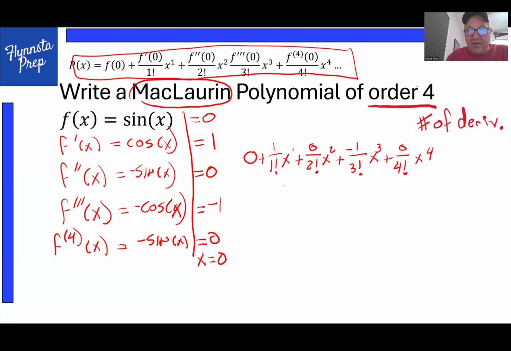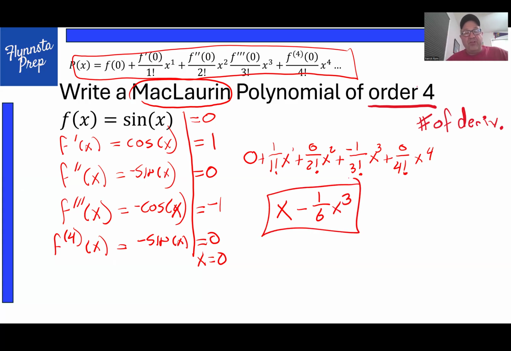And if I simplify this down, we get x minus 1/6 x cubed, and that's it. So this brings up an interesting question. We did take 4 derivatives to give us an order of 4, but this is a degree of 3. So you've got to be clear, the order really means how many derivatives to take. So an order 4 polynomial for this would be the exact same as an order 3.